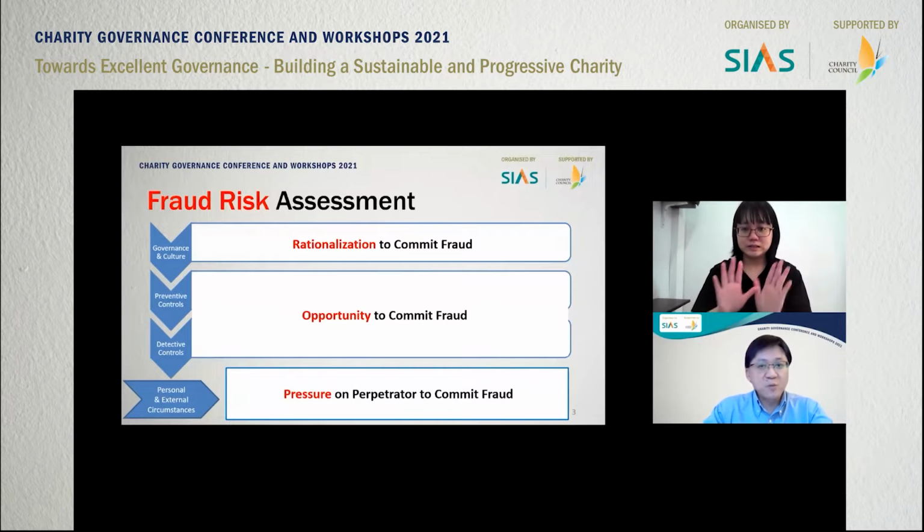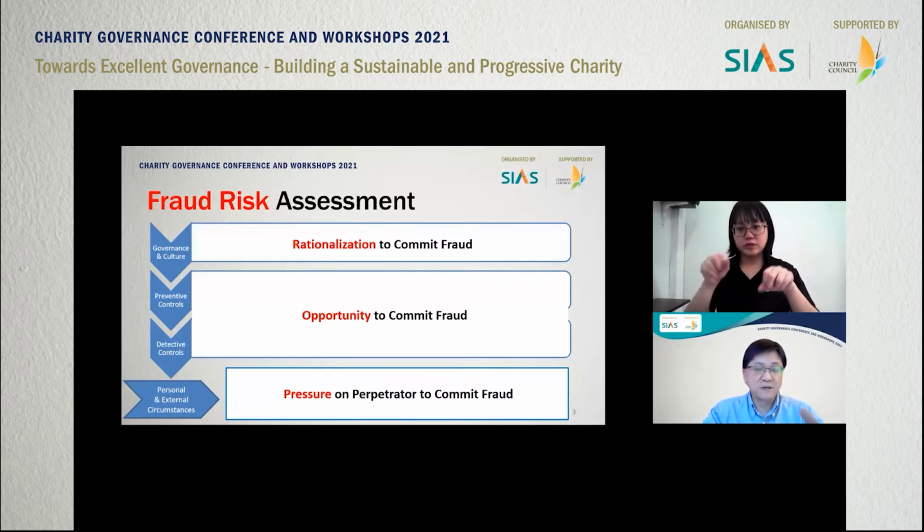In terms of fraud risk assessment, there are three fraud risk triangle areas, factors which promote fraud. Governance and culture could actually minimize someone from rationalizing their fraud.